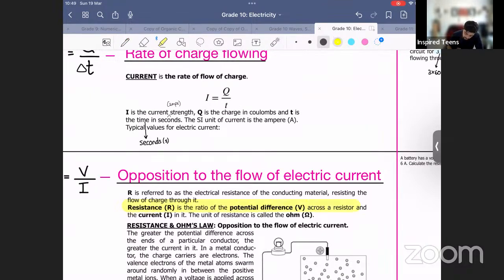Ratio of the potential difference across the resistor and the current in that resistor.